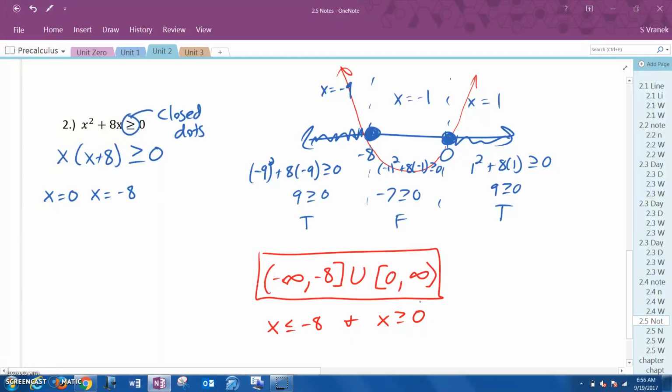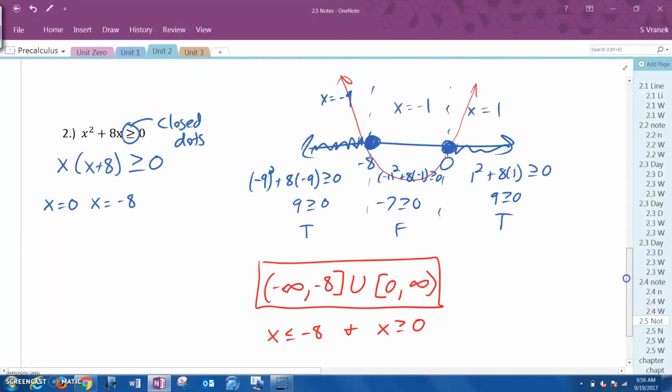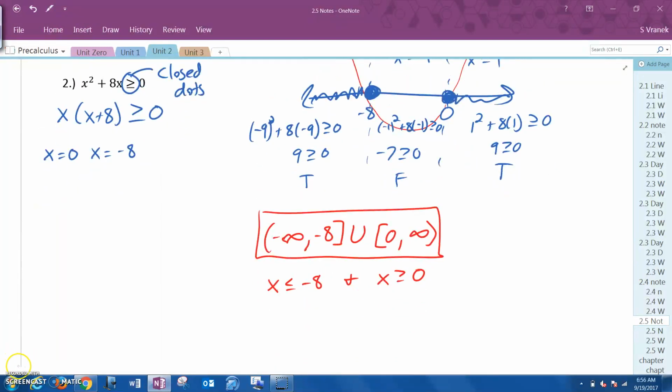Okay, that is how you solve quadratic inequalities. That is the last lesson for this chapter.